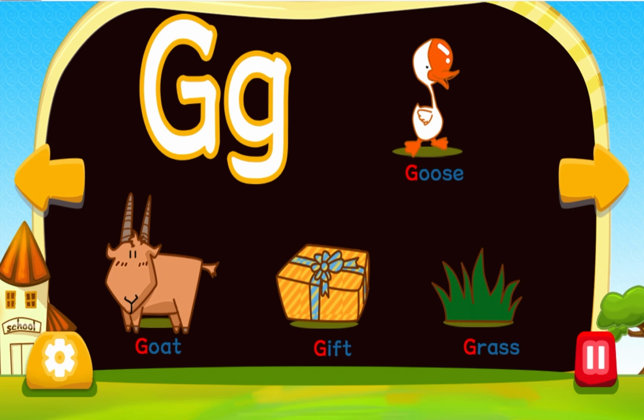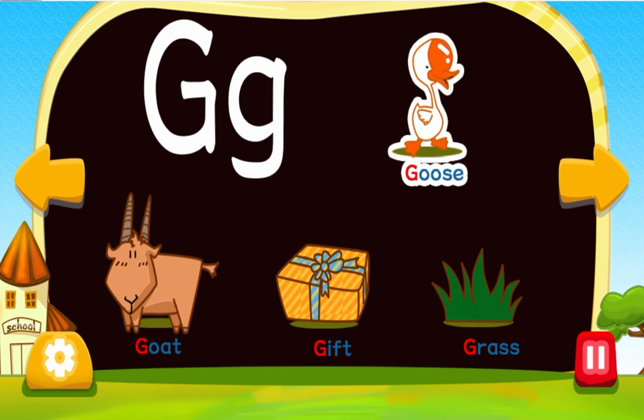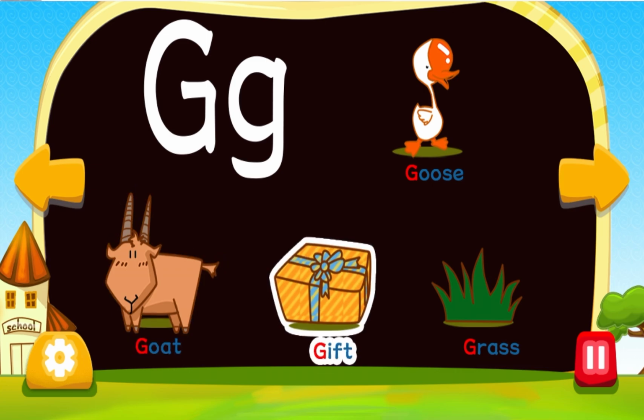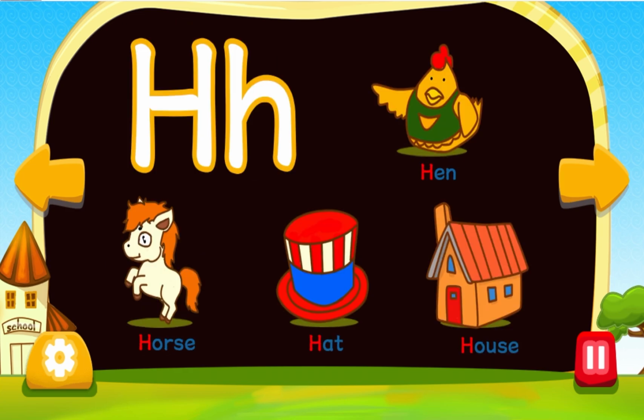This is the letter G. Sound of the letter G. G. Point and say. G, g, goose. G, g, goat. G, g, gift. G, g, grass.